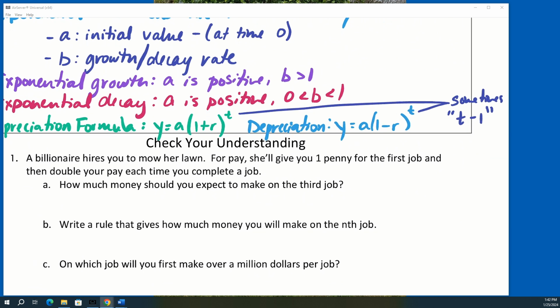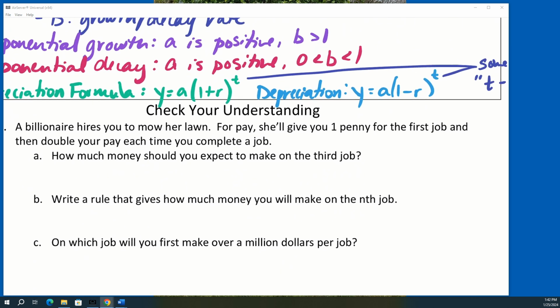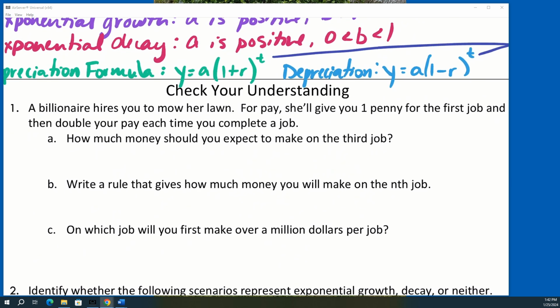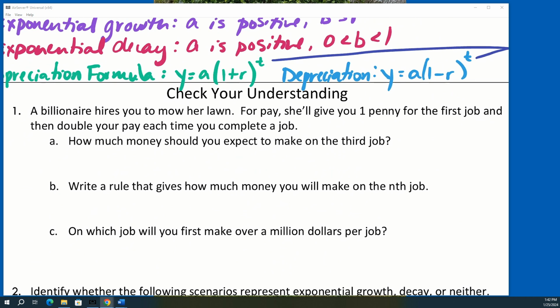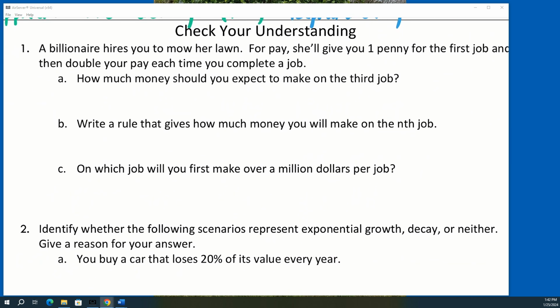Okay, so this billionaire hires you to mow her lawn. For pay, she'll give you a penny for the first job and then double that pay each time you complete the job. So do you guys think this is a good deal or a bad deal?